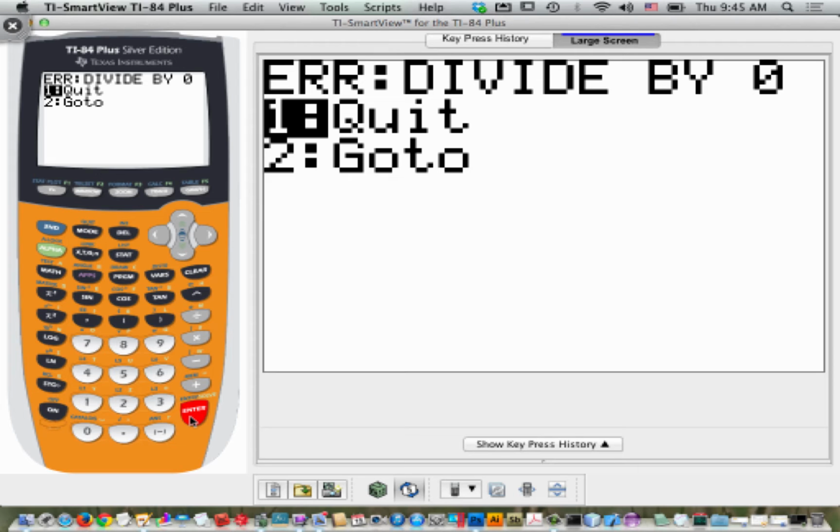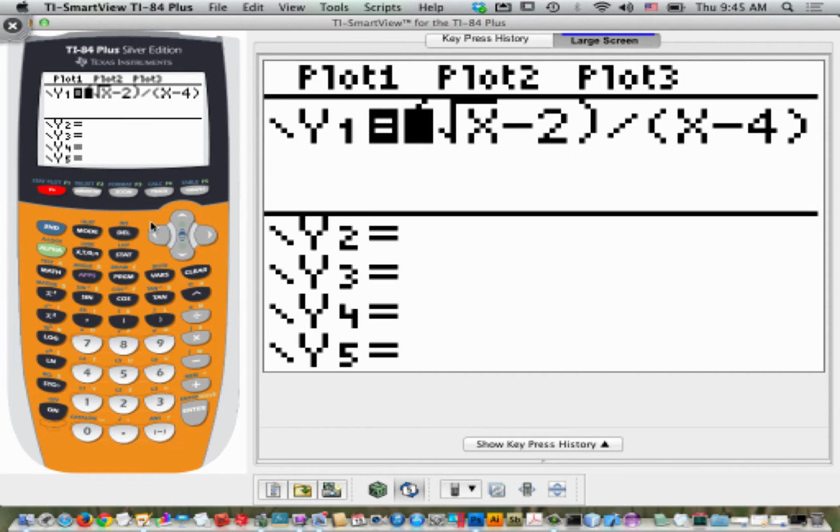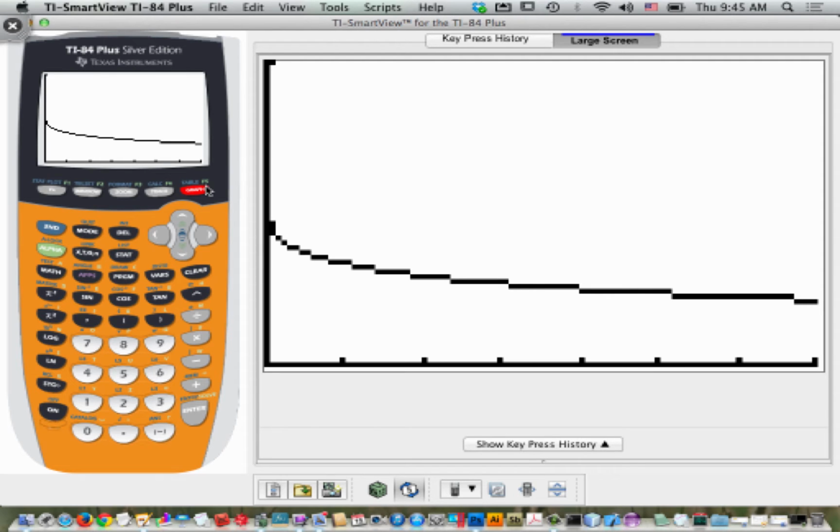Now, why is that happening? Go back to the original function. Because x is 4. When x is 4, what particularly happens? You get 0 in the denominator, and that causes an undefined value. However, notice the graph here gives absolutely no indication whatsoever of that happening, right?